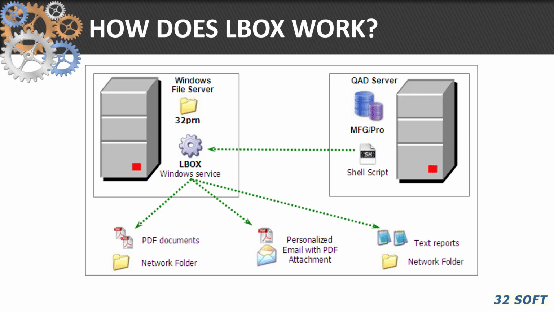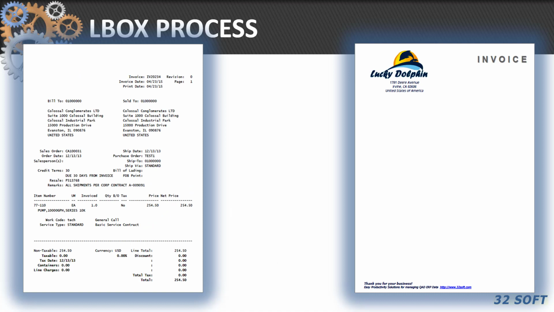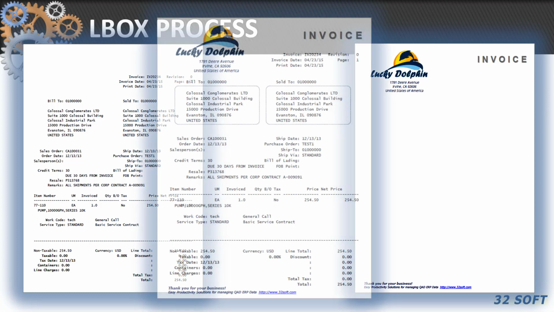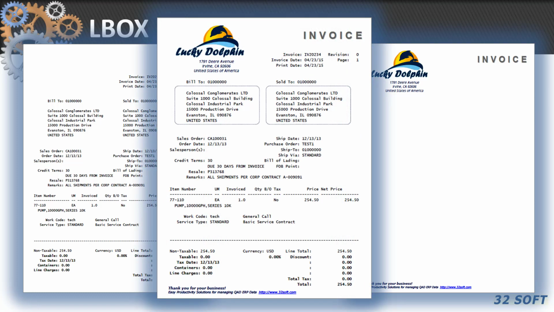Once the shell script and LBOX service are in place, your ERP system produces the output in text format. A static PDF template is created by your organization or ours if you prefer. Then, LBOX overlays the text onto the template, producing this professional document that is ready for distribution.